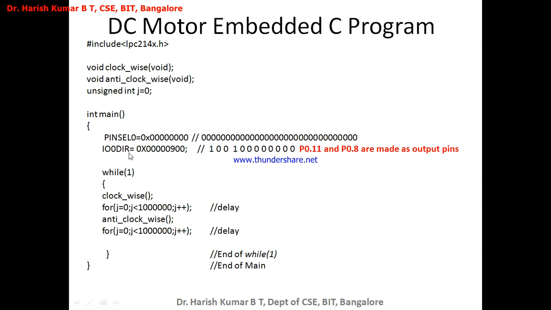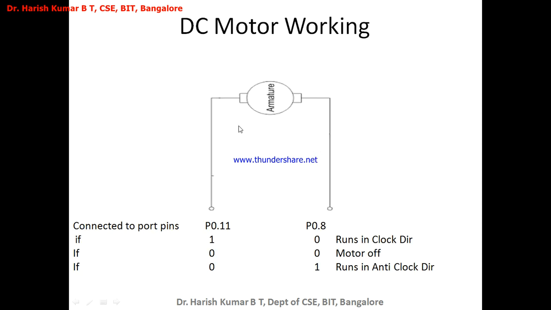Now general purpose input or output mode. Now what do we have to do? We have to make these 2 port pins, because I am connecting one terminal of my DC motor to P0.11, and another terminal of my DC motor to P0.8. Now I have to make these 2 port pins output pins. Why output port pins? Because you are sending the data from the controller to the motor, from the controller to an external device, and the external device here is the DC motor.